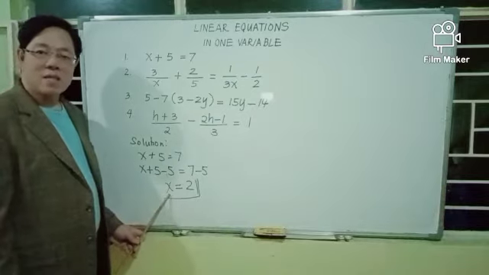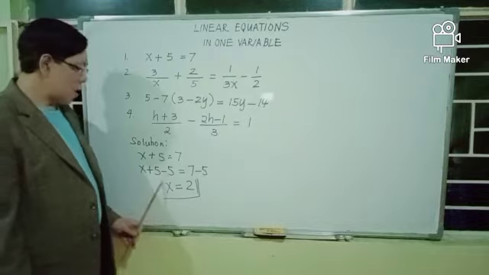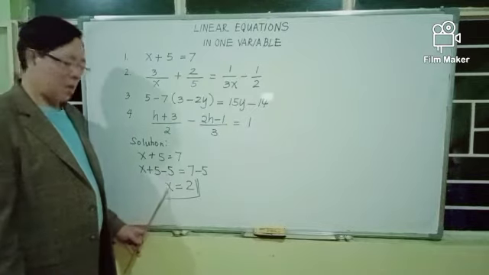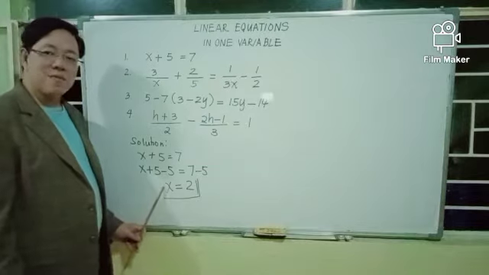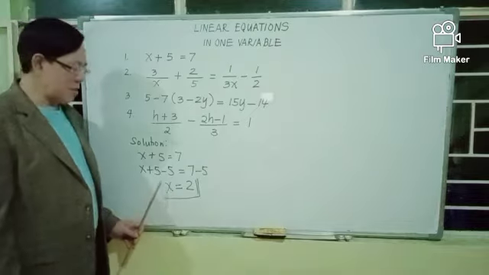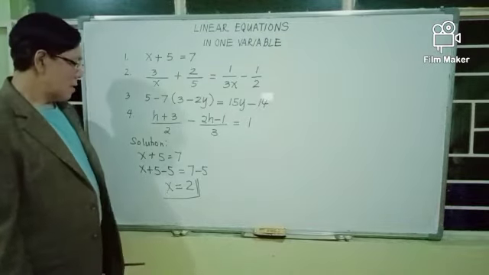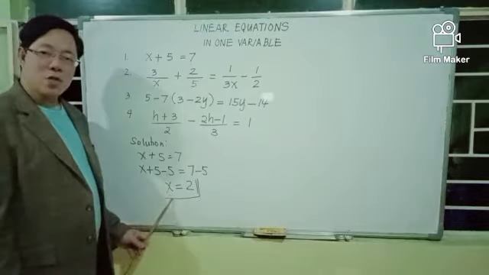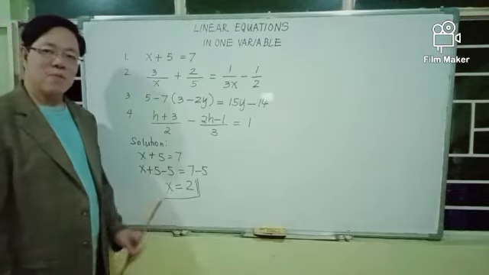Now you find that x is the only variable at one side of the equation, and the coefficient of x is 1. If the numerical coefficient is not specified as in x, it's understood that its numerical coefficient is 1. So this is the solution of this linear equation x plus 5 equals 7.